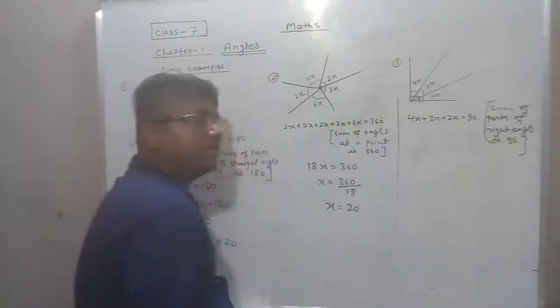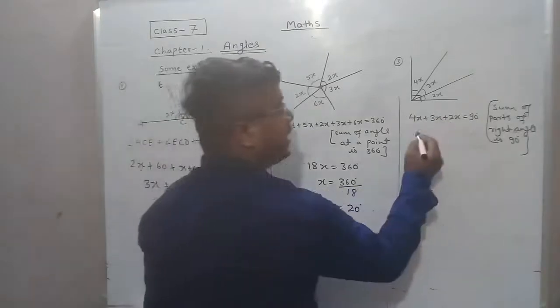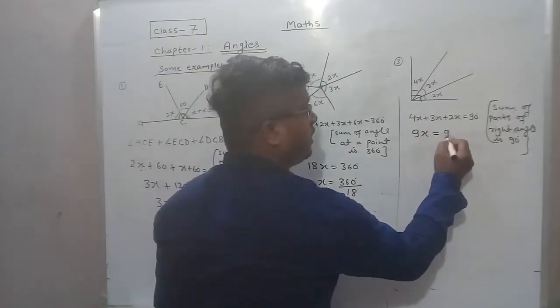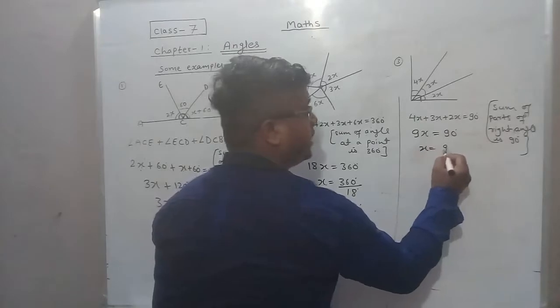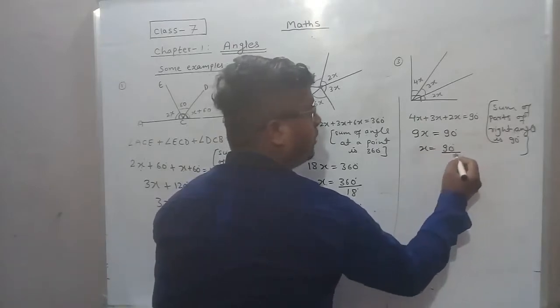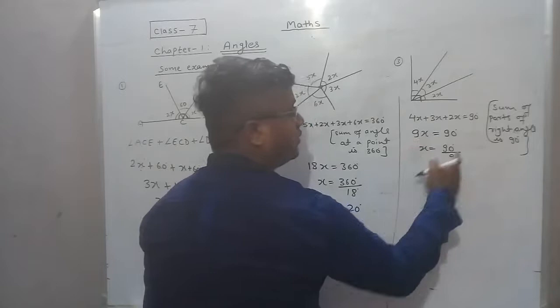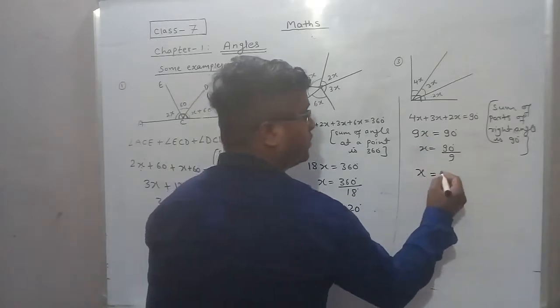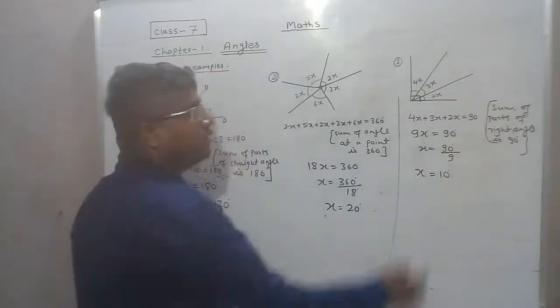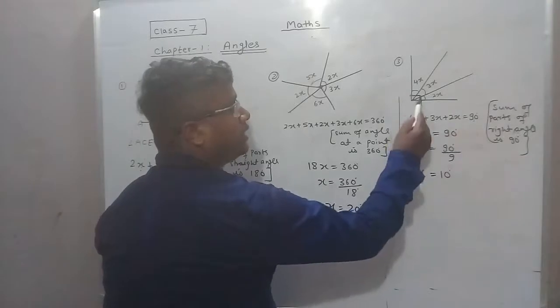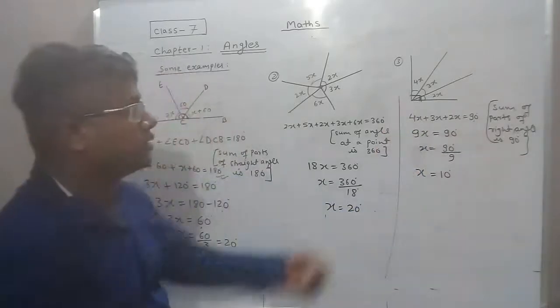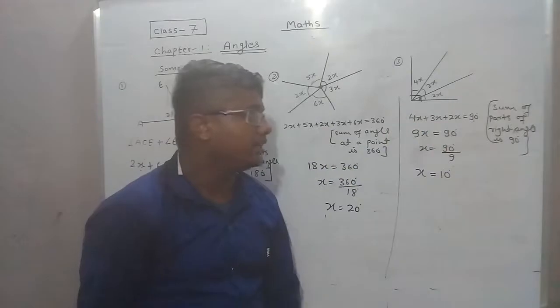So how much is it here? 4x plus 3x is 7x, plus 2x is 9x, equal to 90 degrees. x is equal to 90 degrees upon 9, because 9 is multiplying here, it will go to the right hand side and divide, so x is equal to 10 degrees. Why have I written 90 here? Because this total is 90 degrees. So the sum of parts of a right angle is 90 degrees.